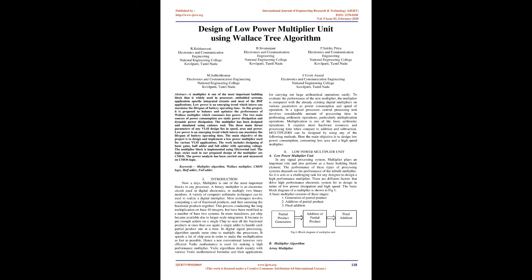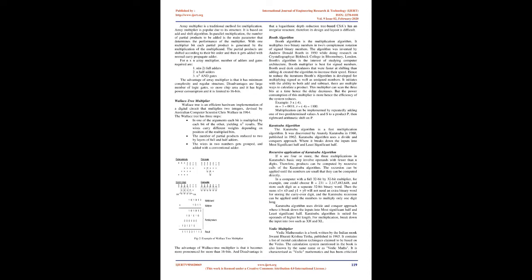In a typical processor, the central processing unit involves a considerable amount of processing time in performing arithmetic operations, particularly multiplication operations. Multiplication is one of the basic arithmetic operations. It requires more hardware resources and processing time when compared to addition and subtraction. Multipliers can be designed by using any of the following methods. Here the main objective is to design a low power consumption, less area and high-speed multiplier.